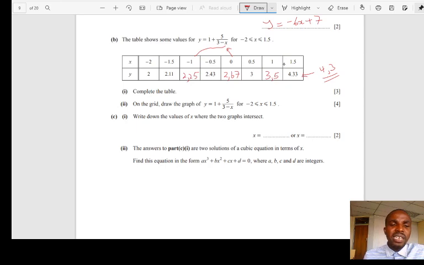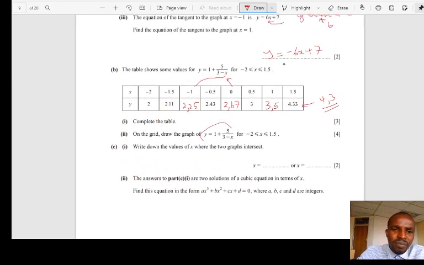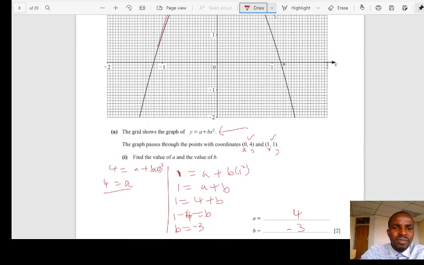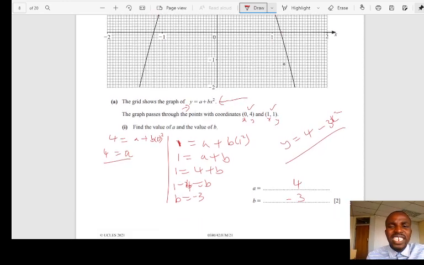Then item C, part 1: write down the values of x where the two graphs intersect. Right, this one, the points of intersection of the two graphs. What you do is you equate the graphs. So equate the graphs. We have this graph here, the original graph. And for this graph, remember, our a is 4 and our b is minus 3, so y equals 4 minus 3x squared.